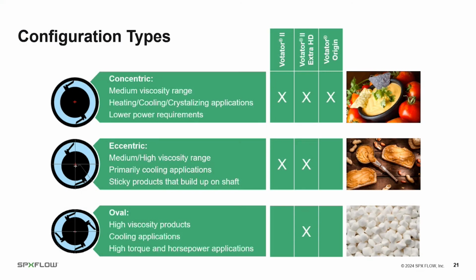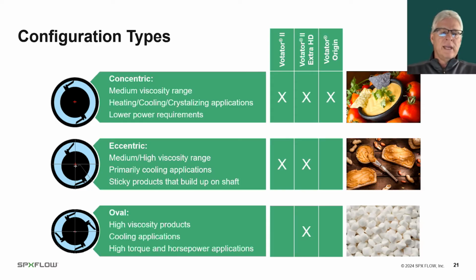Earlier in the presentation, when we watched the video, we saw the different versions that we offer with our scrape surface technology. The first one is concentric, and this is primarily the selection that we use. It will handle what we call the medium viscosity range. It would be part of that heating, cooling, crystallizing section of products, where we could still consider it a low power requirement.